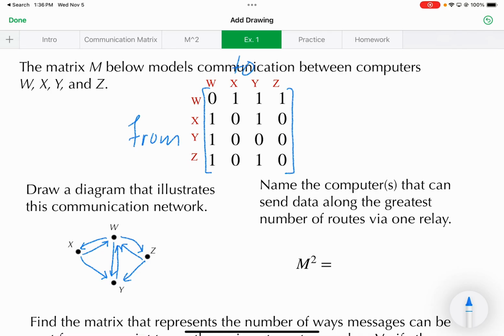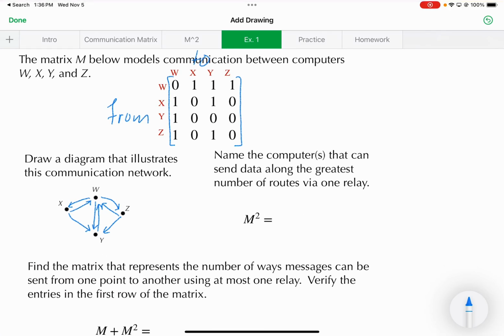Now we want to figure out the computers that can send data along the greatest number of routes with one relay. So what that's asking me to do is M squared. So I need to multiply that matrix by itself. The bad news is it's a 4 by 4. The good news is there's a ton of zeros. It shouldn't be bad. So we do rows by columns, right?